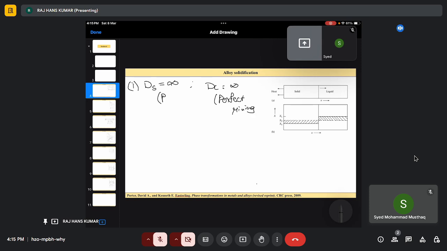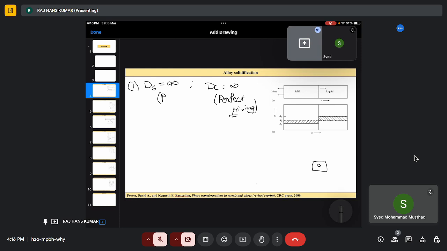What do I mean perfect mixing? Suppose if you have a bucket of water, if you drop one drop of kerosene or methanol, it will completely disperse in this bucket of water. So that is called as a perfect mixing. Now, what about solids?